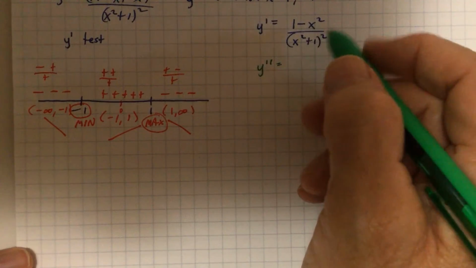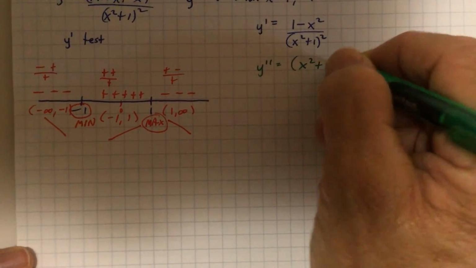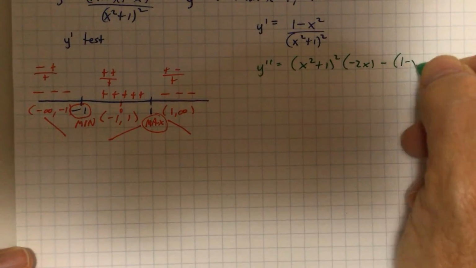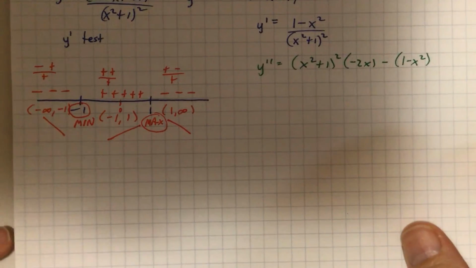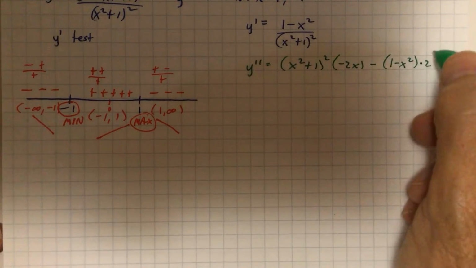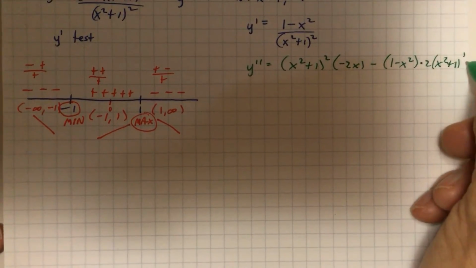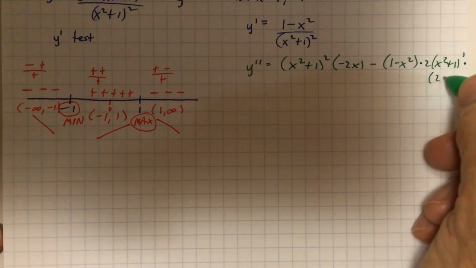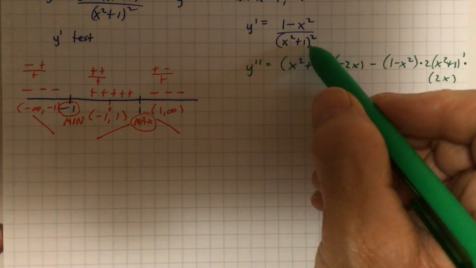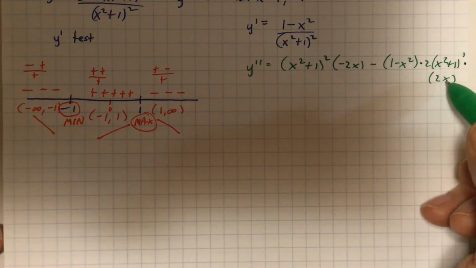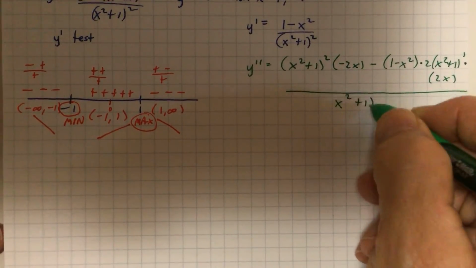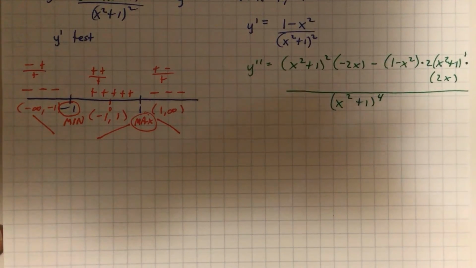So y double prime is low d high, so low x squared plus 1 squared d high, so that's negative 2x, minus high, which is 1 minus x squared, times d low. Now the derivative of this guy here is 2 times what's inside, x squared plus 1 to the first power. Don't forget about multiplying by what's inside. You're going to use the chain rule for this one: 2 times the quantity to the first power times the derivative of what's inside. And that's all over the denominator, x squared plus 1 squared, so that's x squared plus 1 to the fourth.